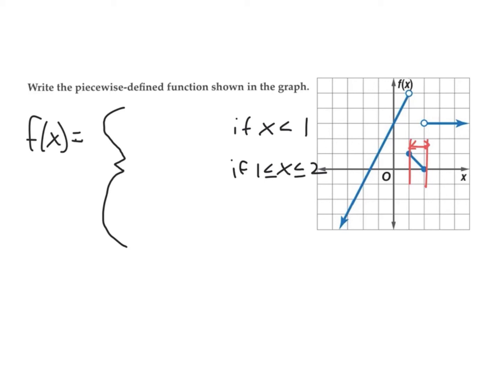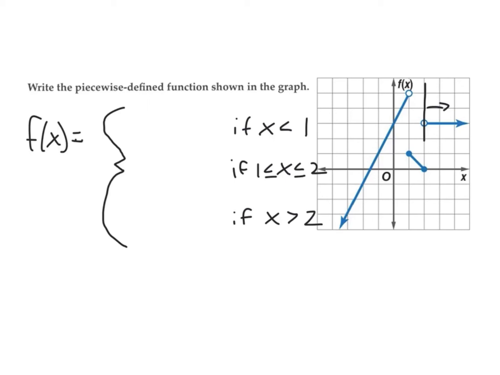Then the last piece over here, it's greater than because it's going to the right. It goes from here to the right. It lines up again with x equals 2. And since it's an open circle, it's going to be greater than and not greater than or equal to. So it's just greater than 2. All right? Those are my if statements.